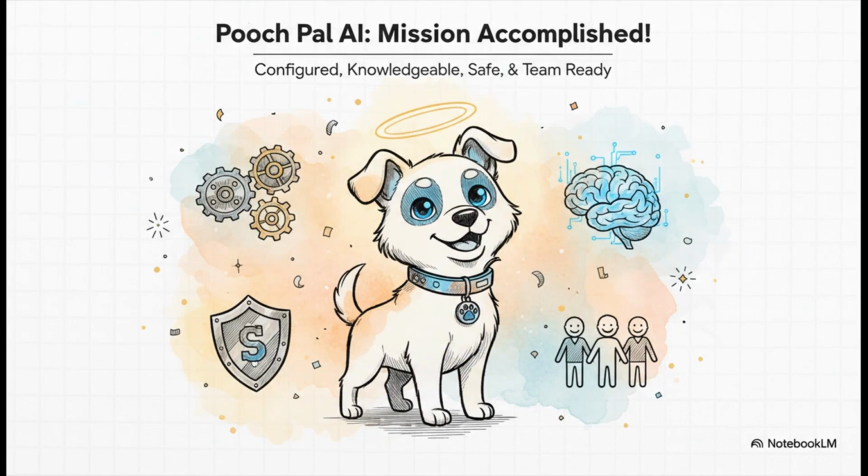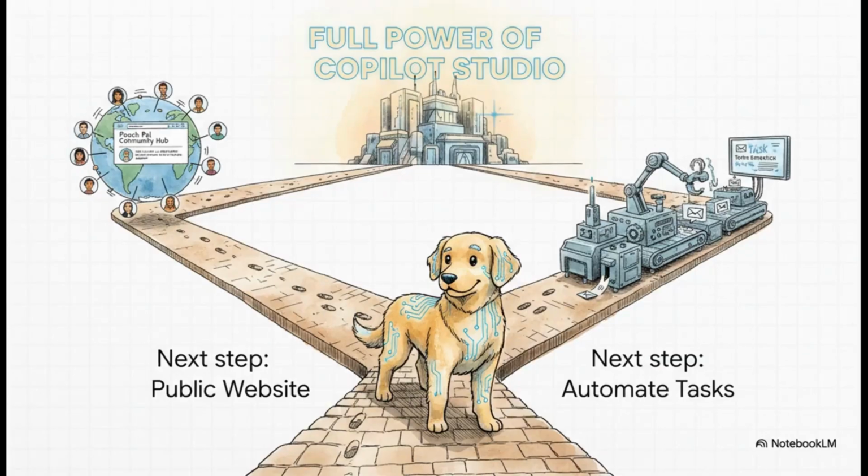And there you have it. In just a handful of minutes, with zero code, you've built a custom AI agent. It's branded, it's smart, it's safe, and it's ready to start helping out your team internally. How cool is that? But honestly, this is just the beginning. I mean, what about putting this on your public website for every customer to use? Or what if it could actually do things like automate tasks and send follow-up emails for you? Well, that's where the full power of Copilot Studio comes in, and that is exactly what we'll be diving into next time.